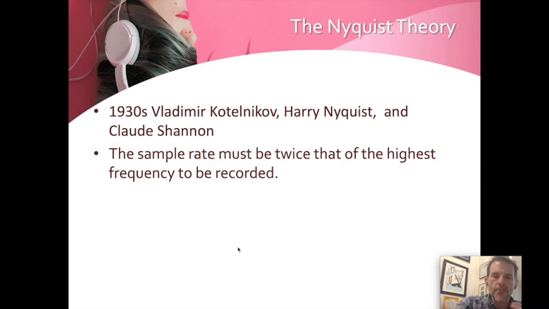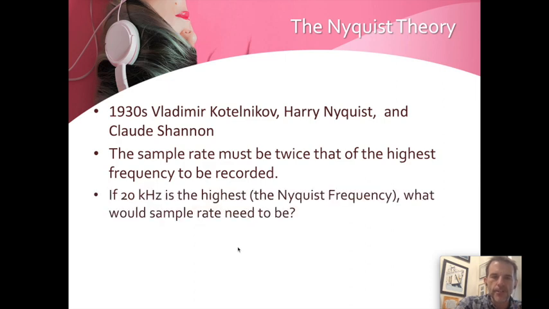Again, at this point, it's a theory because they can't prove it, because the equipment does not exist in the 30s. Based on the Nyquist theory, if 20,000 hertz or 20K is the highest frequency, what sample rate would it need to be? The answer is at least 40 kilohertz, or 40,000 samples per second.